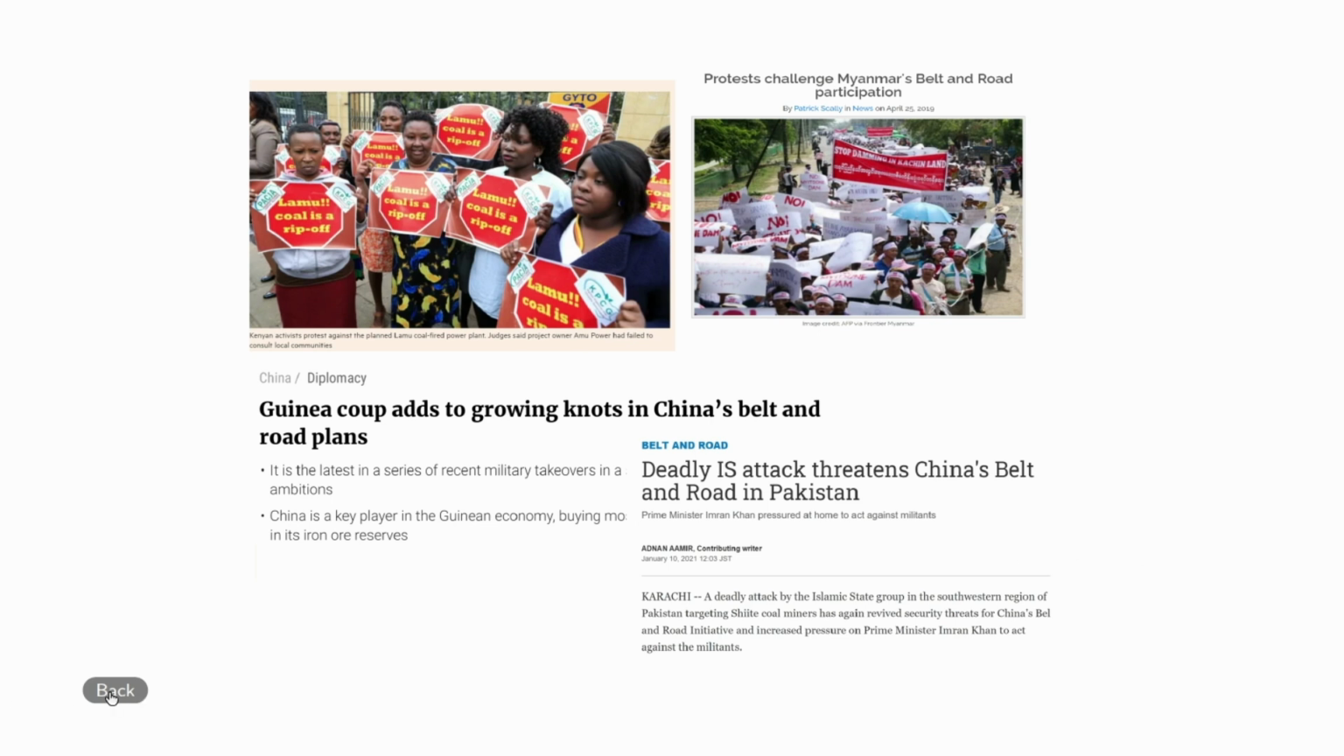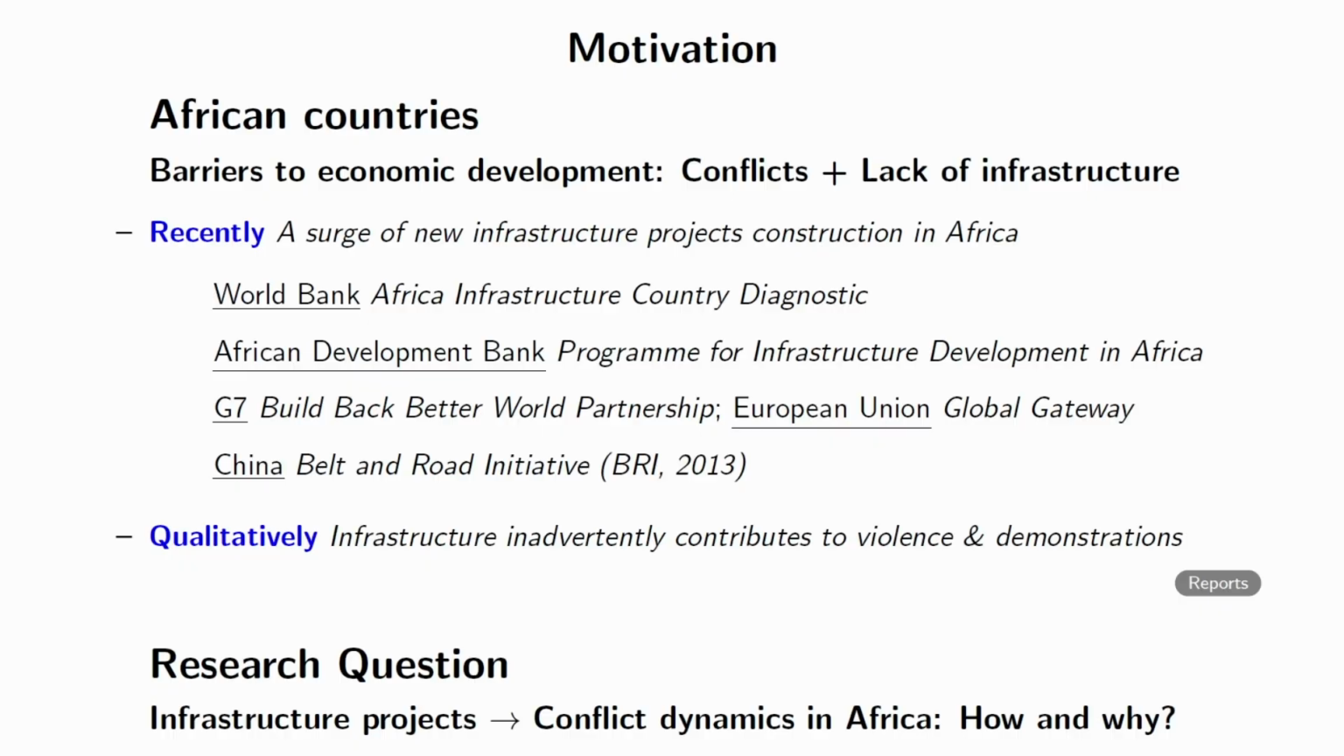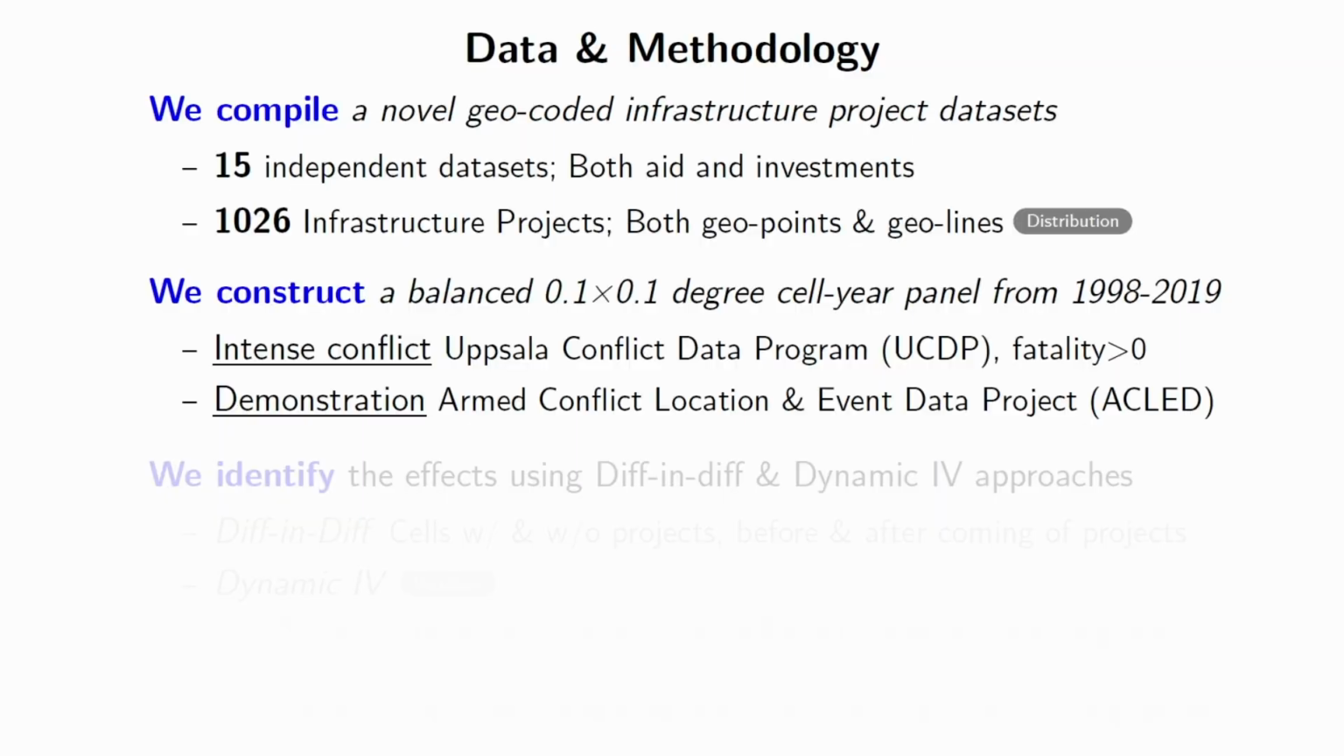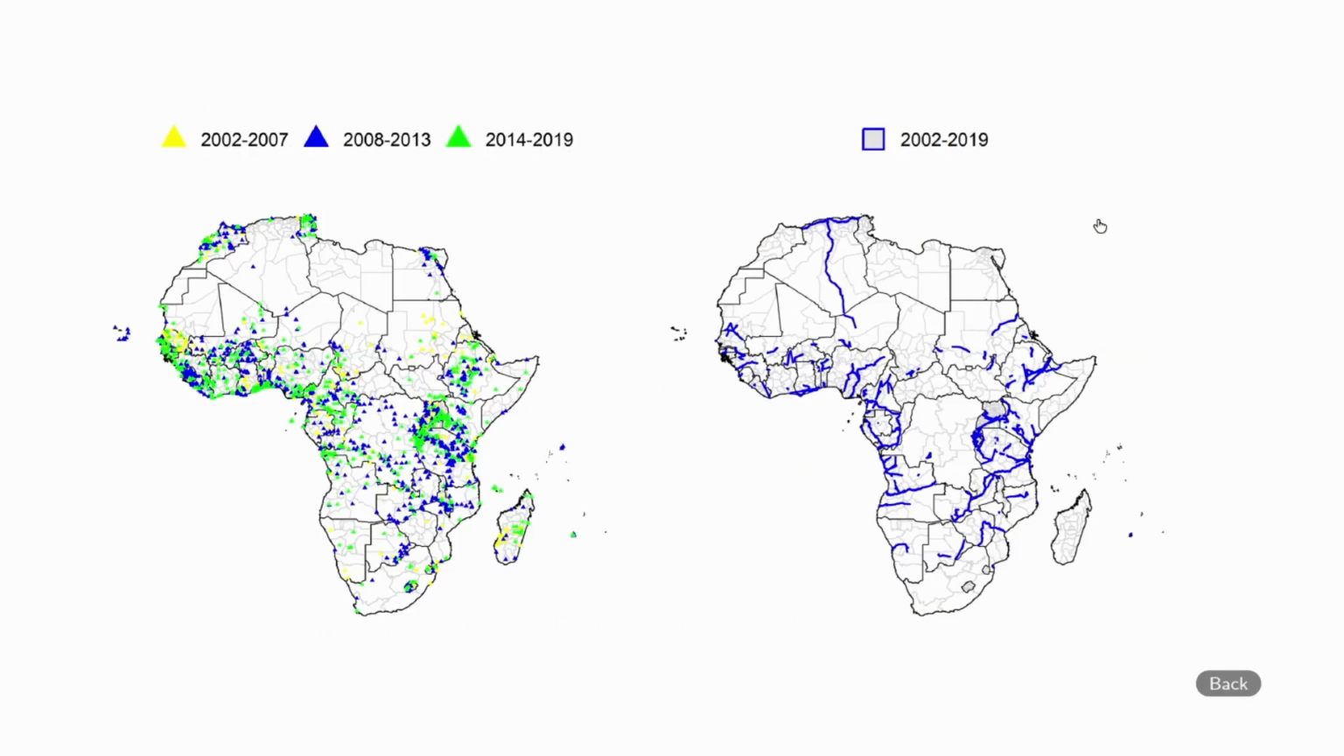So in this project, we ask the research question: we try to understand the multifaceted treatment effect of infrastructure projects on conflict dynamics and understand the underlying mechanisms. To do that, we compiled a new geo-coded infrastructure project dataset by harmonizing information from independent data sources. We ended up with 1,000 projects, for which we could track either the exact location or the entire distribution of the project, which is essential for our identification strategy, and I'll come back to that in a minute.